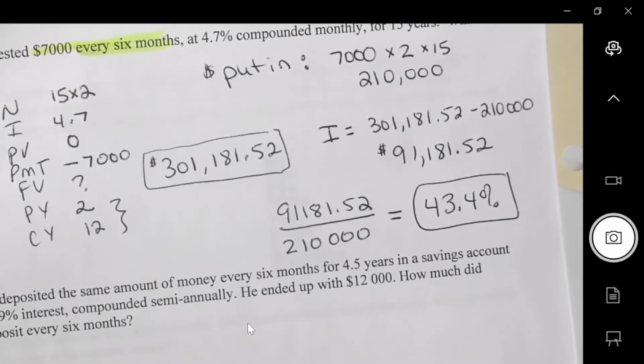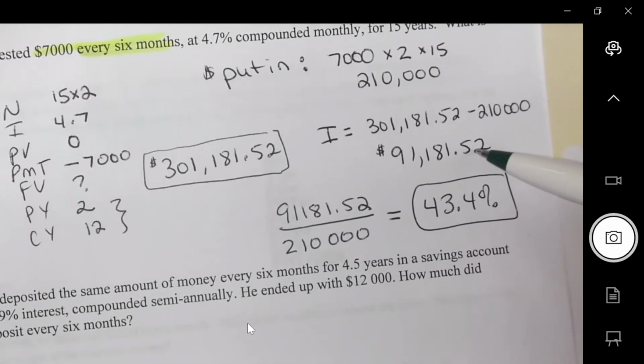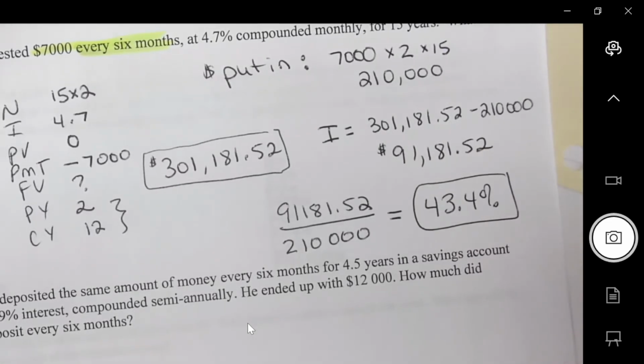Just wait till next unit when we do this in the reverse order. Instead of making the money, we're going to be having debt. And instead of this being the money the bank gave us, it's going to be the money the bank took from us. That's going to be fun. Is it only one decimal? Yeah. When you do a rate of return, just do one decimal place.